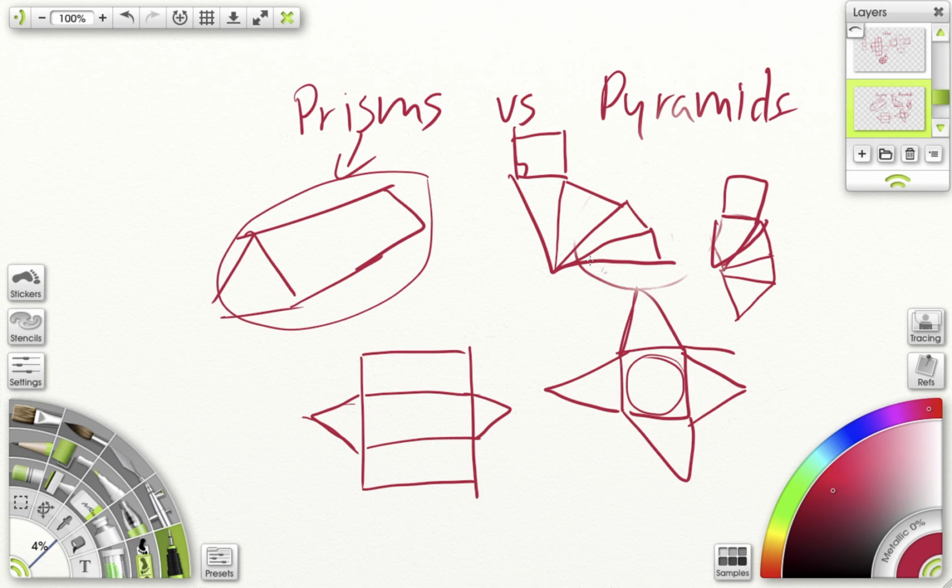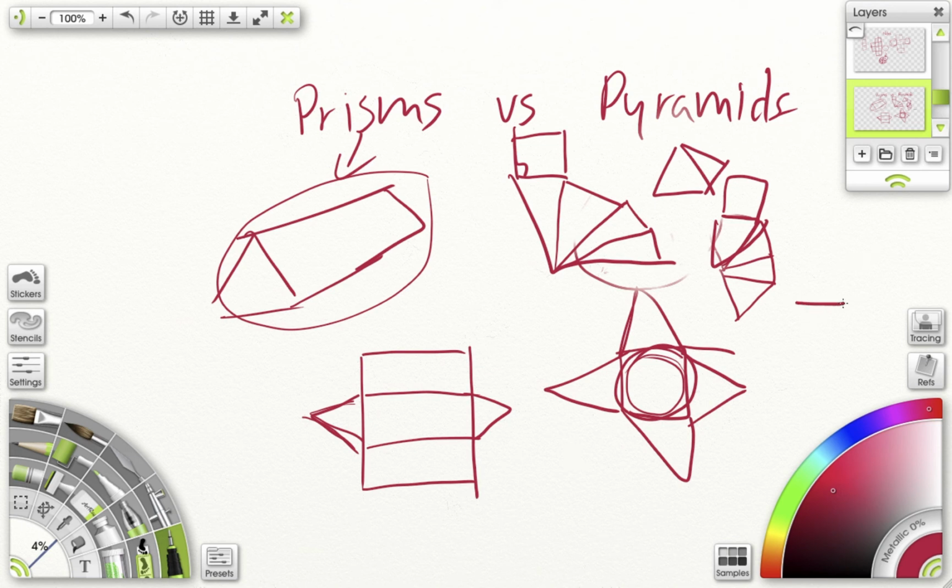Pyramids will have multiple triangles that go around. Because when we have a pyramid as a 3D shape, it has a bunch of triangles that meet up at a corner at the top. And then one shape will be the base of it, but only one. Prisms will have double. So in this case, a triangular prism has 2 triangles and 3 rectangles. Pyramids will only have the one odd shape and the rest will just be triangles.